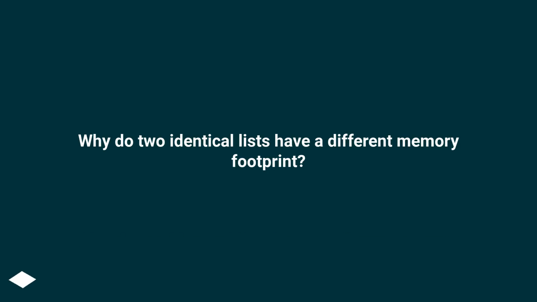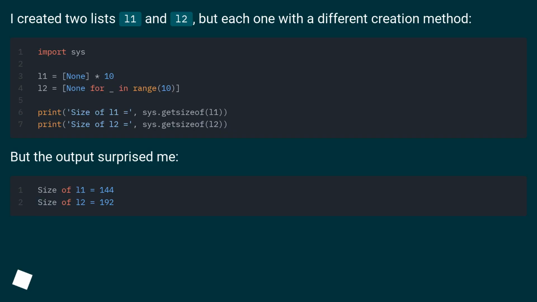Why do two identical lists have a different memory footprint? I created two lists, L1 and L2, but each one with a different creation method. But the output surprised me.